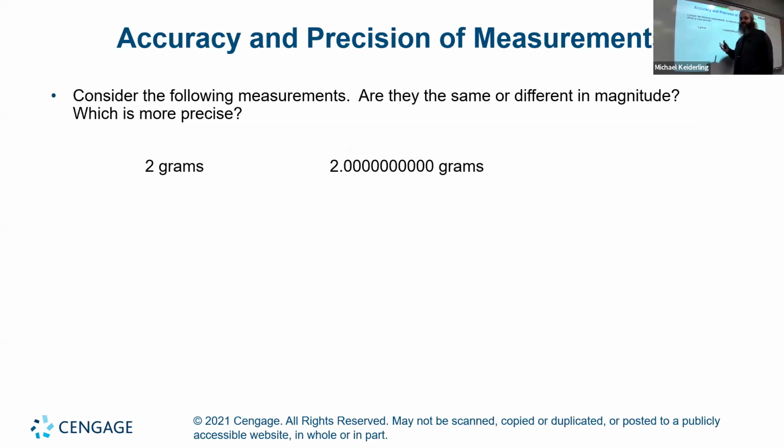So here are two measurements. One is 2 grams, the other is 2.000000000 grams. I don't know how many zeros I just said. So there are two questions here. Are these 2 grams the same or different in magnitude? Are they the same or different in size? They are the same. They're both 2 grams. Which of them is the more precise measurement?